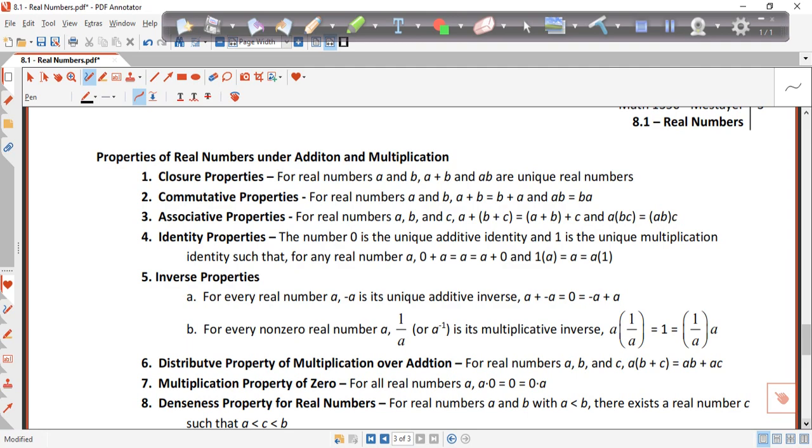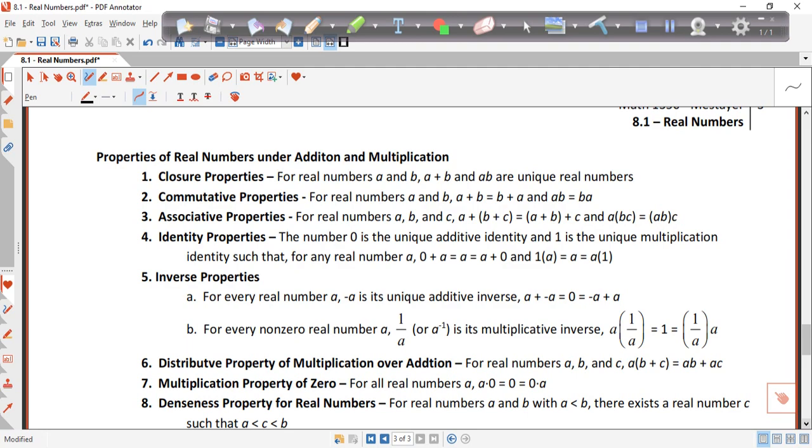Identity properties. For addition, we can add 0 and it doesn't change the value. For multiplication, we can multiply by 1 and it doesn't change the value. Inverse properties for addition. Every number has an additive inverse. So a and negative a, if you add them together, you get 0. For multiplication, we have the multiplicative inverse, which was the reciprocal. So if you had a, its multiplicative inverse would be 1 over a.